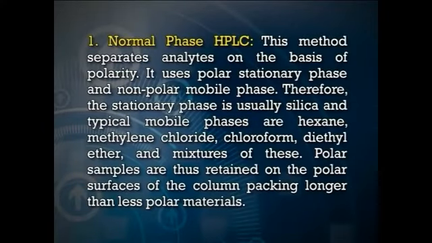Depending on the stationary phase, the variants of HPLC are: first one is normal phase HPLC. This method separates analytes on the basis of polarity. It uses polar stationary phase and non-polar mobile phase. Therefore, the stationary phase is usually silica and typical mobile phases are hexane, methylene chloride, chloroform, diethyl ether and mixtures of these. Polar samples are thus retained on the polar surfaces of the column packing longer than less polar materials.